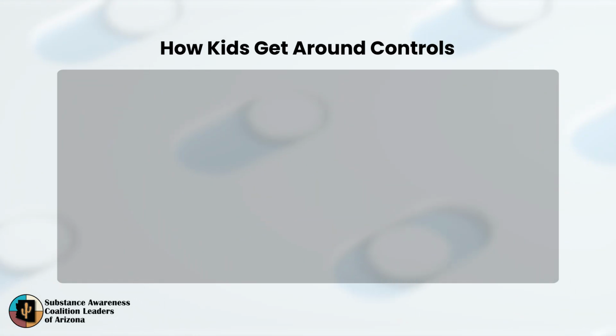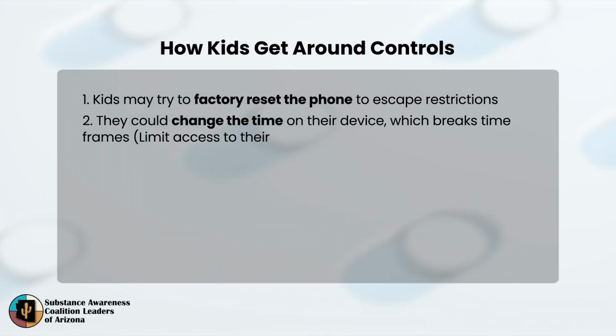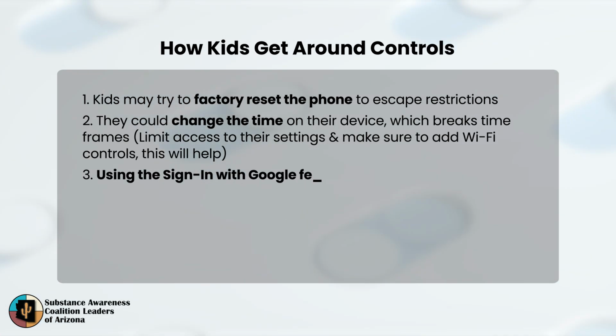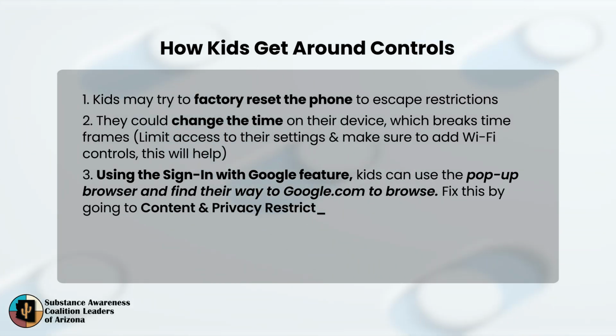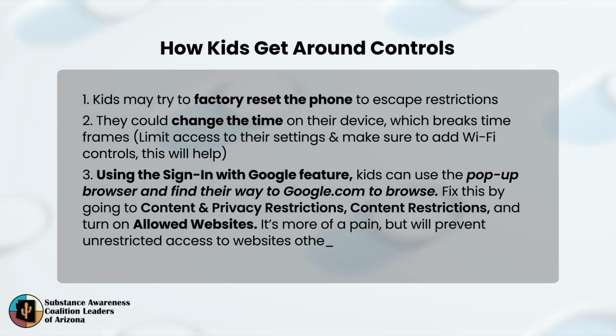There are ever-developing ways kids get around your parental controls, but here are some. Kids may try to factory reset the phone to escape restrictions. They could also change the time on their device, which breaks time frames. Limit access to their settings and make sure to add Wi-Fi controls. This will help. They may use the Sign In with Google feature. Kids can use the pop-up browser and find their way to google.com to browse. If desired, fix this by going to Content and Privacy Restrictions, Content Restrictions, and turn on Allowed Websites. It's more of a pain, but will prevent unrestricted access to websites other than ones you've specifically allowed.